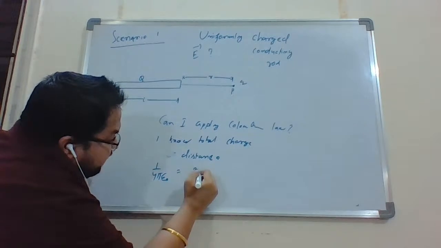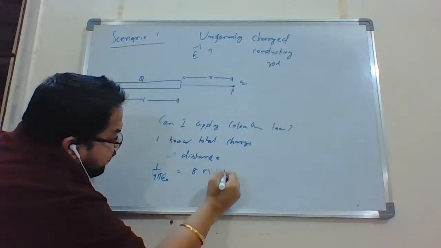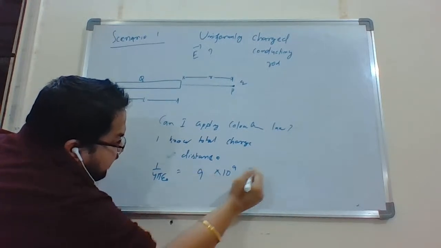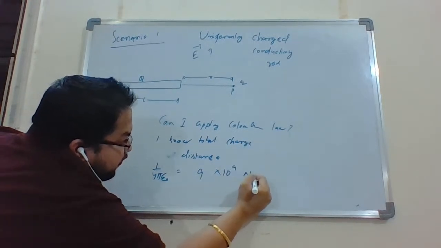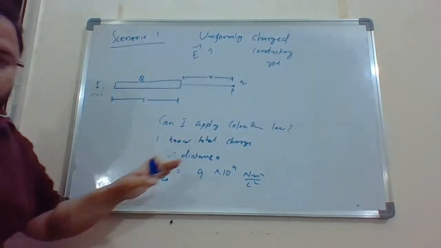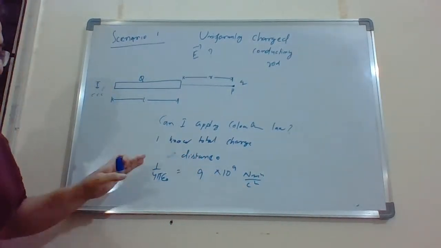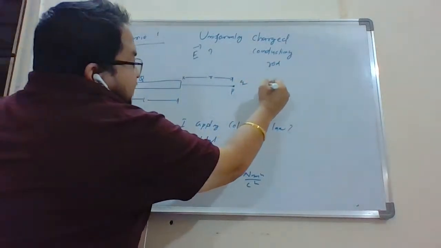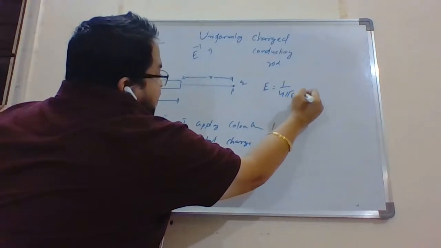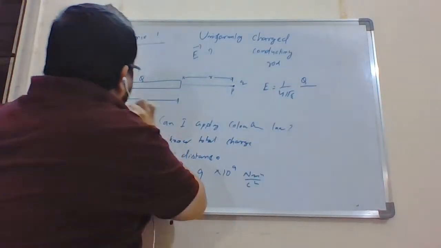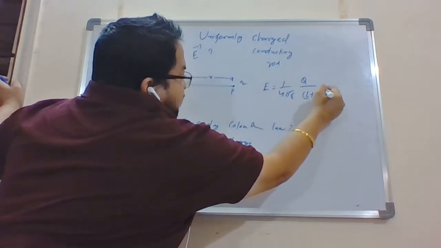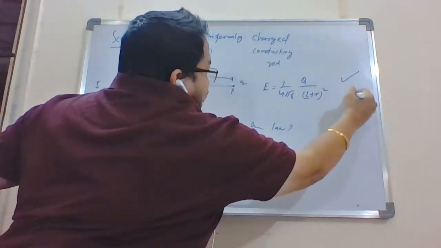This is a universal constant, right? So 8.85 into 10 to the power, or we can say roughly 9 into 10 to the power 9 Newton meter square per Coulomb square. So we already know this. So when we know all these three things, can I directly put E here as 1 by 4 pi epsilon naught q by the distance, which is L plus R, squared? Is it right or wrong?